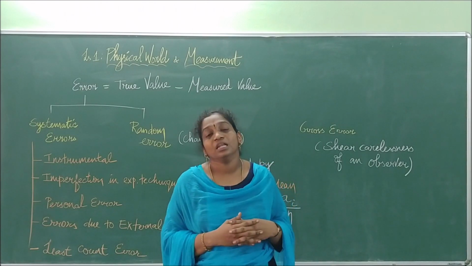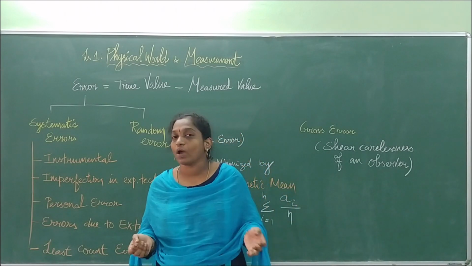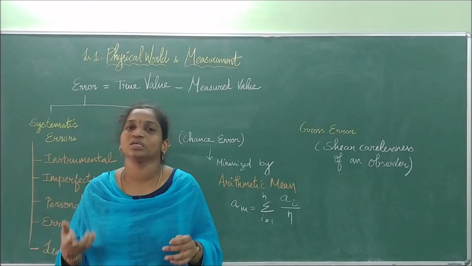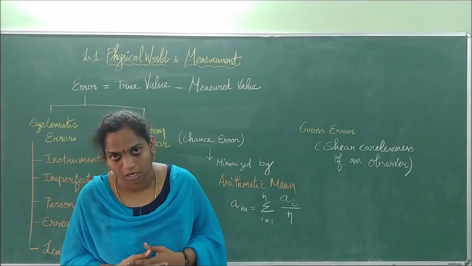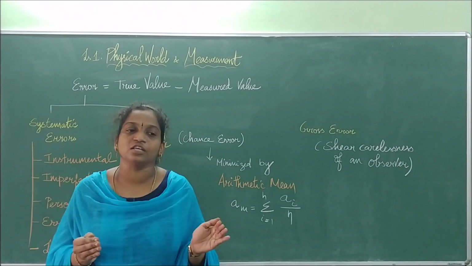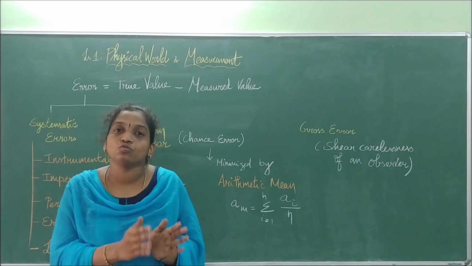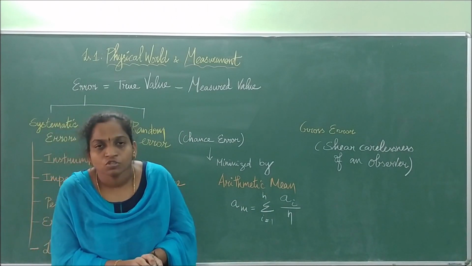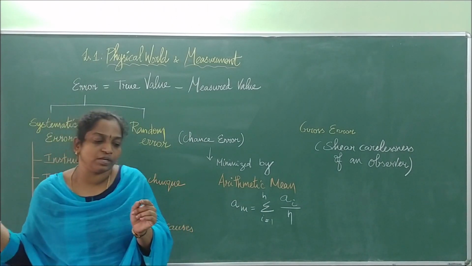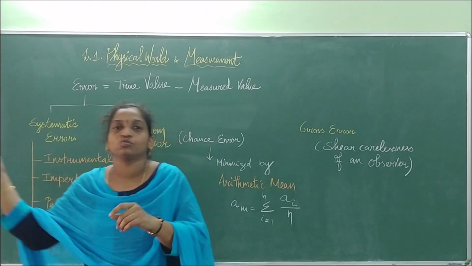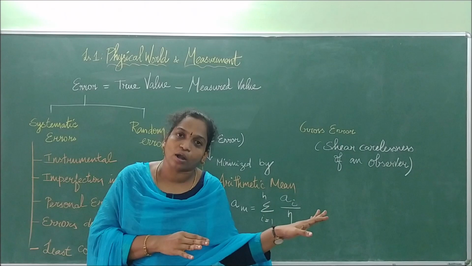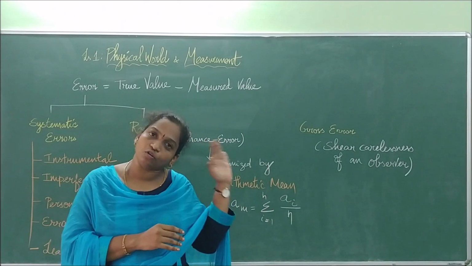The last one is least count error. Least count is the least measurement that can be taken using an instrument. We call that a least count error. For measuring any small dimension, we have to choose a proper instrument. I should not take a measuring tape or a scale to measure the thickness of a wire. The thickness of a wire can be measured using a screw gauge only.